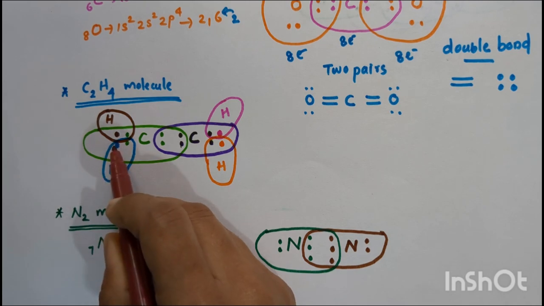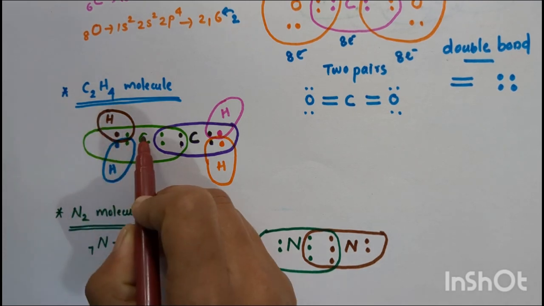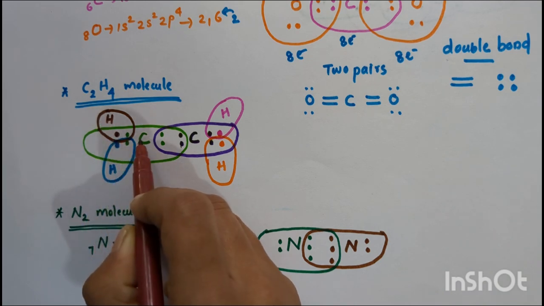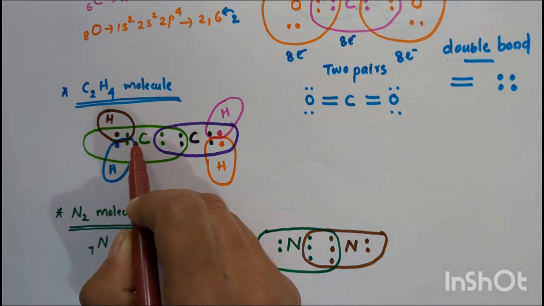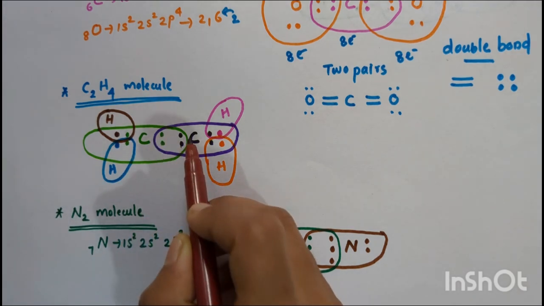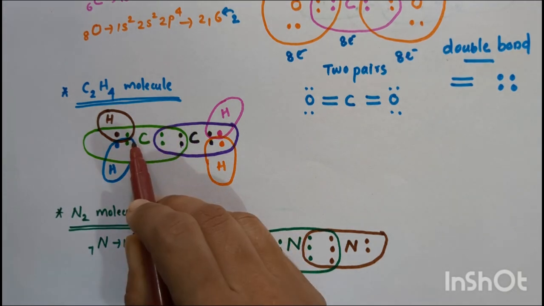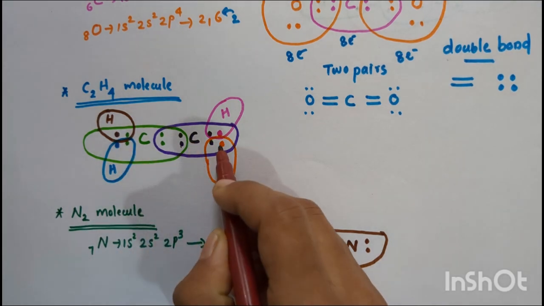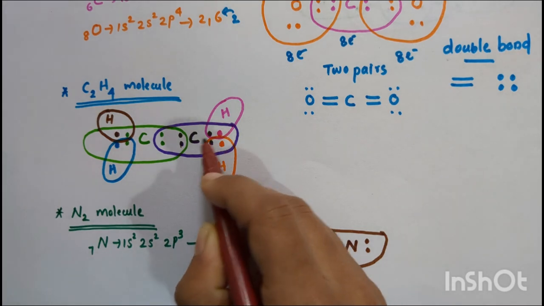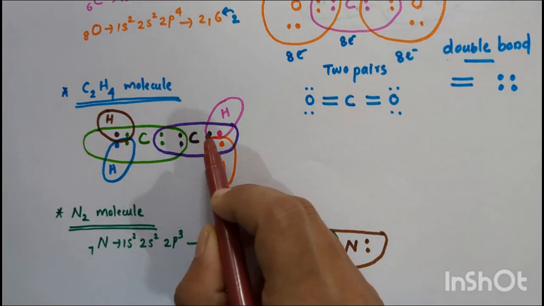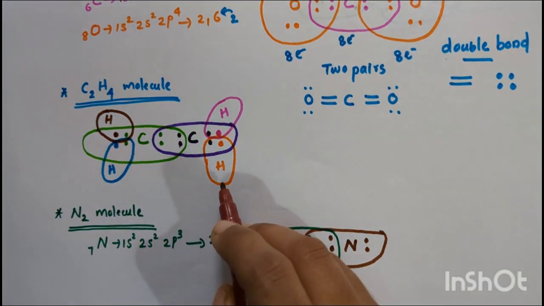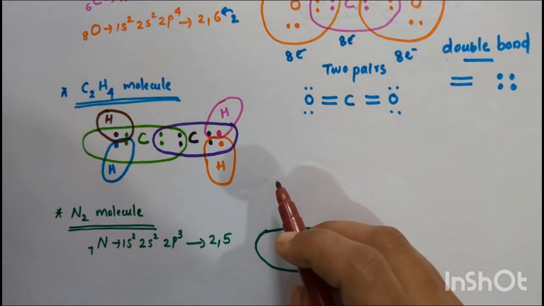This hydrogen atom shares its 1 electron with this carbon atom. This carbon atom shares its 1 electron with this hydrogen atom, and this hydrogen atom shares its 1 electron with this carbon atom. Similarly, this carbon atom shares its 2 electrons with this carbon atom. This carbon atom also shares its 2 electrons with this carbon atom. This carbon atom shares its 1 electron with the hydrogen atom, and this hydrogen shares its 1 electron with this carbon atom. So sharing of electrons is actually taking place between them.